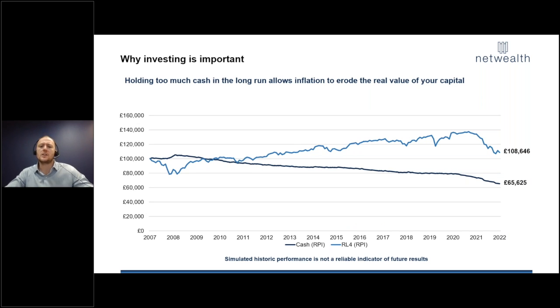So here we look at the comparison between a cash portfolio and an invested portfolio. The invested portfolio is the lighter blue line. And this one is the Netwealth Risk Level 4 portfolio, which is a balanced portfolio, moderate risk, and it has approximately 50% of its assets in equities or company shares and about 50% in fixed income or bonds. Both of the performance over this period have been deflated by RPI.